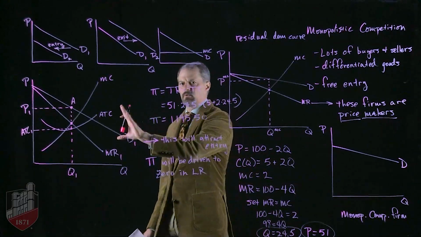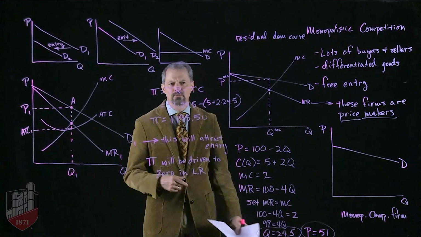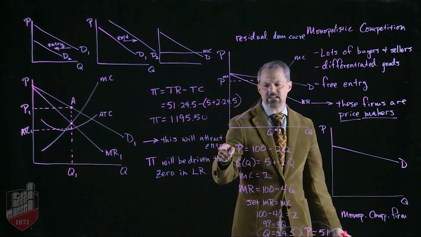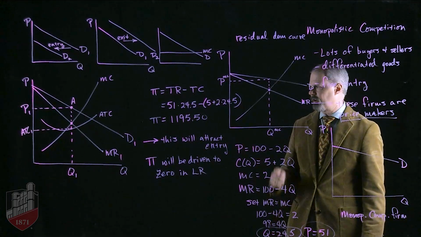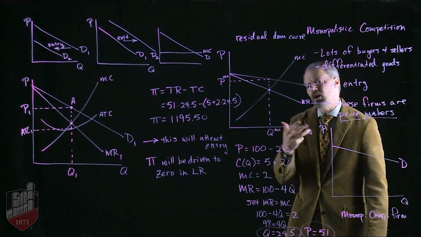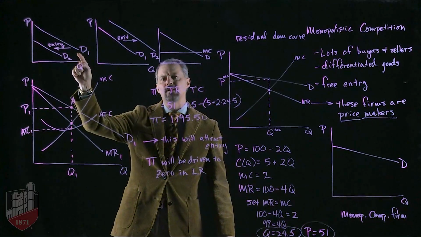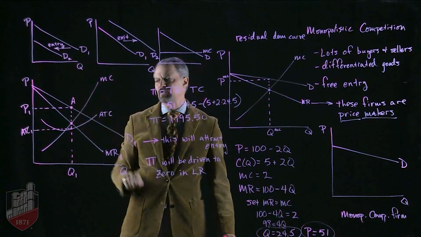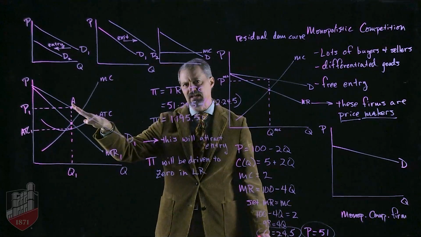Now, in the short run, that's fine. This firm can earn a positive profit, but what's going to happen in the long run is that other firms are going to enter. So that positive profit is going to attract entry from other firms. And as other firms enter, we know that entry causes a firm's residual demand curve to shift to the left. So this residual demand curve is going to start moving to the left.